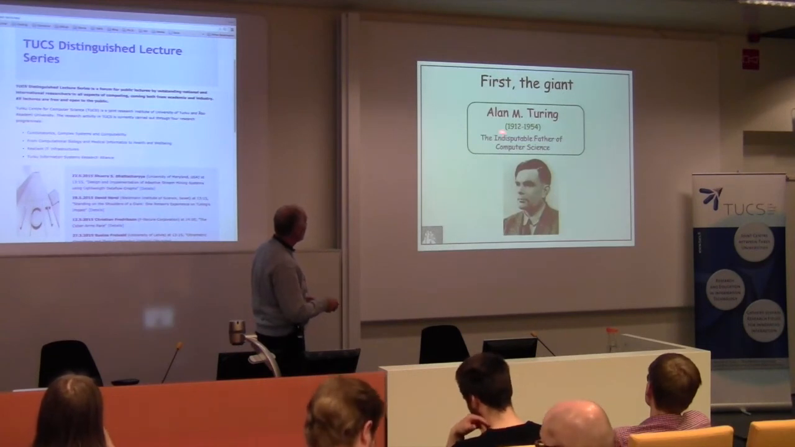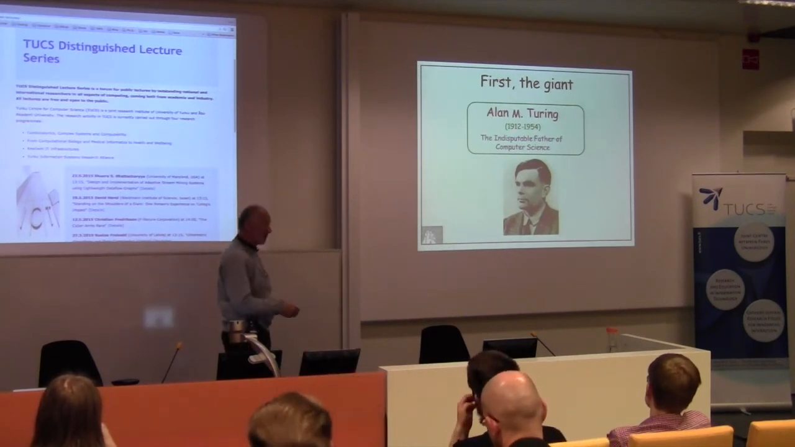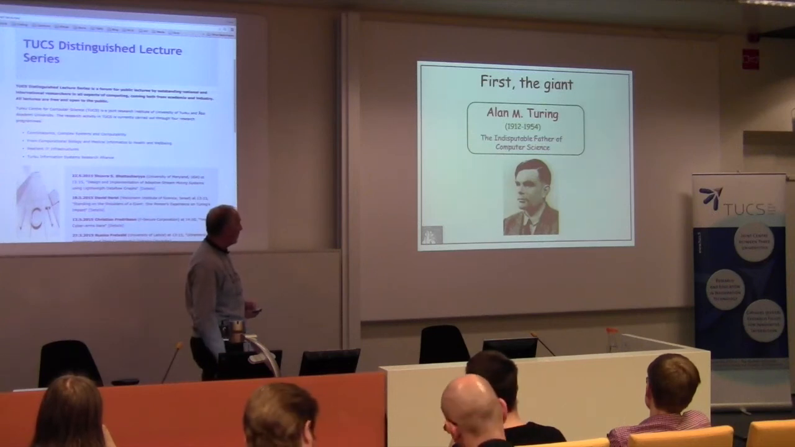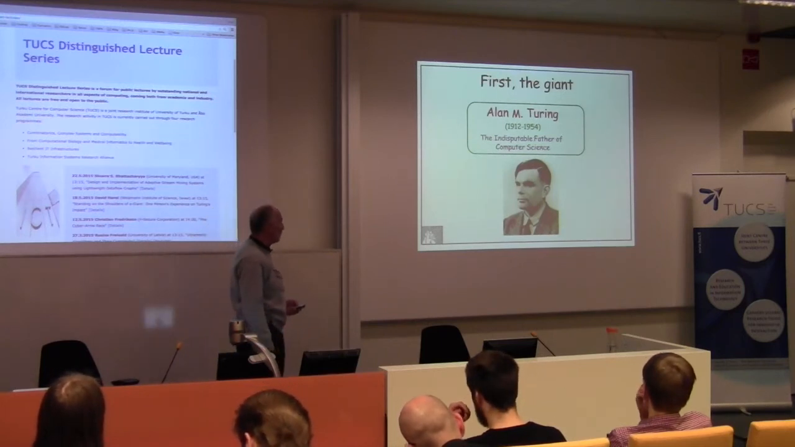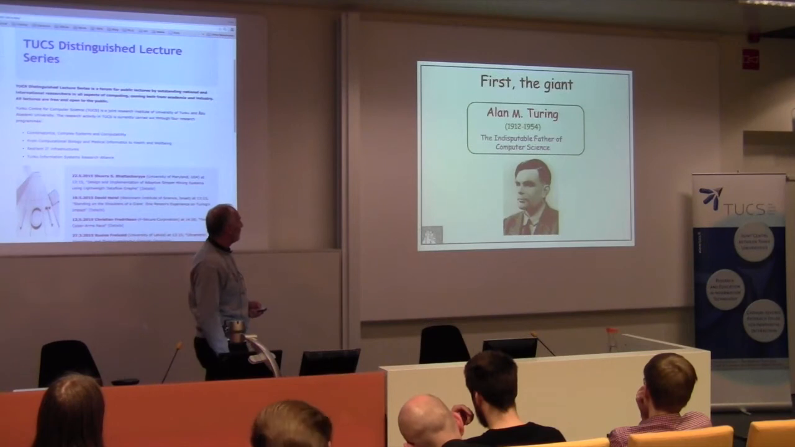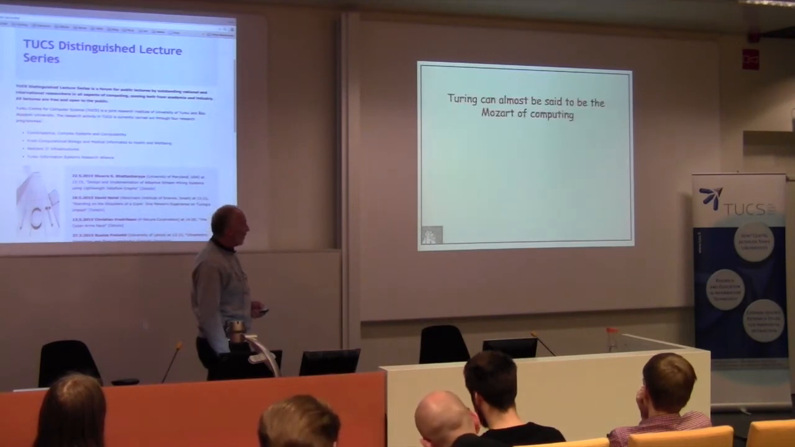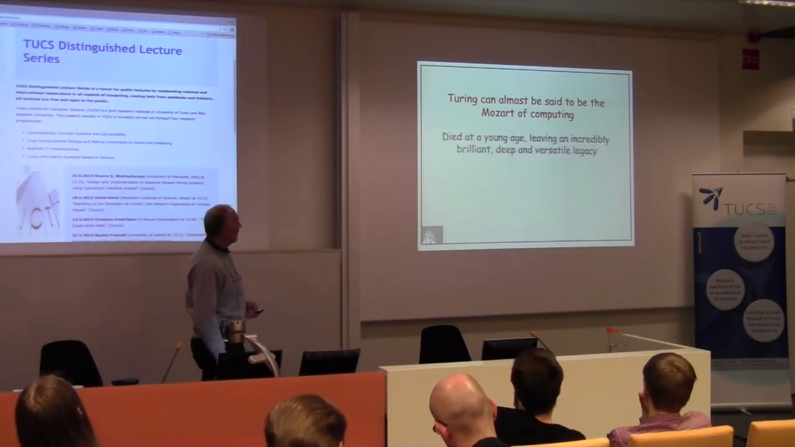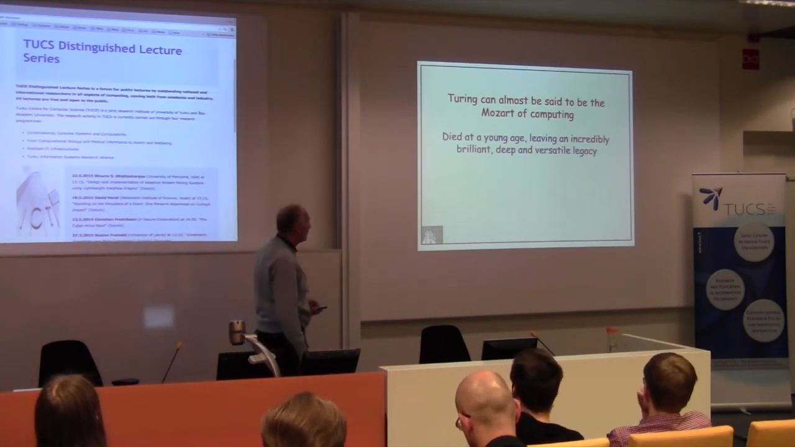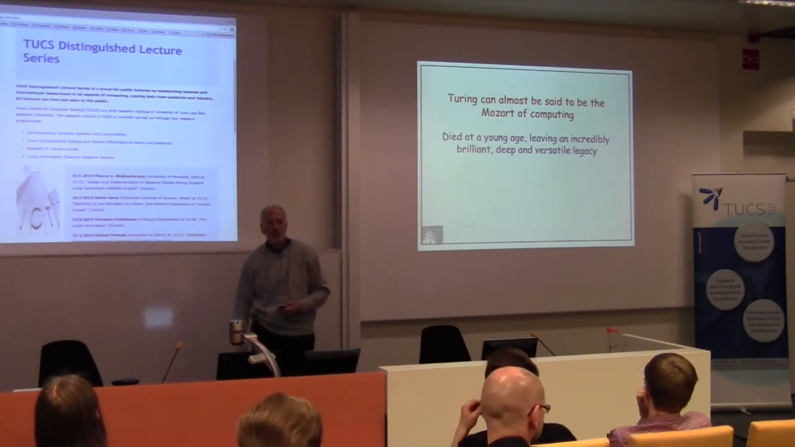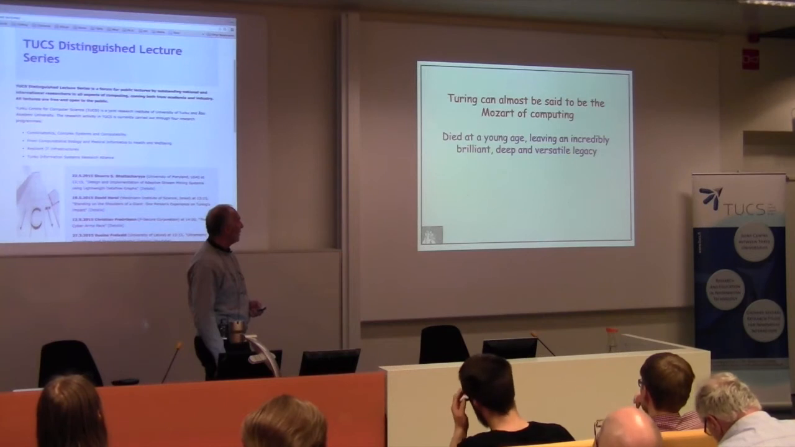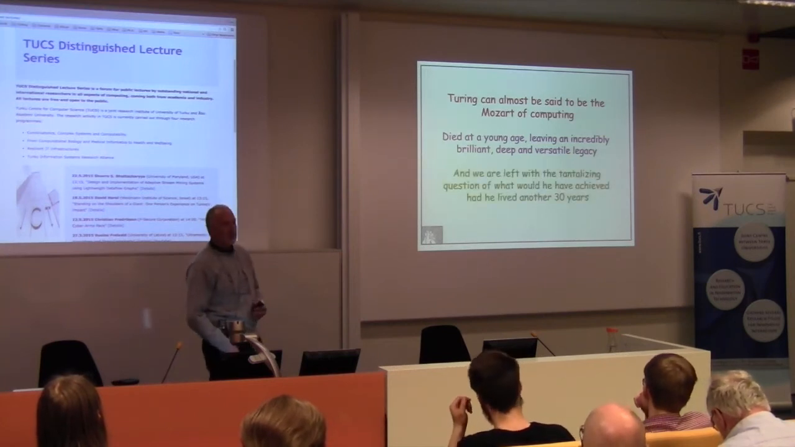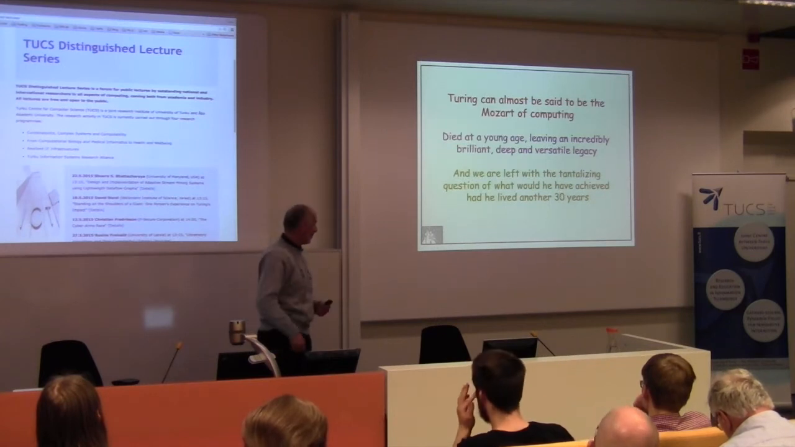So let's talk a little bit about the giant, about Turing himself. He was born in 1912, and 2 years ago was the 100th anniversary of his birth, and he died at the age of 42 or so in 1954. The indisputable father of computer science. I would go so far as to say that Turing was almost the Mozart of computing. Like Mozart, he died at a relatively young age and left an incredible, brilliant legacy. And just like with Mozart and others who died young, we're left with the tantalizing question of what Turing would have achieved had he lived another 20 or 30 years.